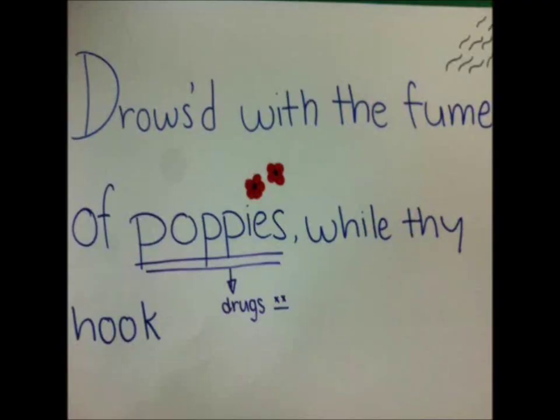Imagery has been used in this line as well. The word poppies is used to symbolize the usage of drugs, since poppies are used to make drugs like heroin and opium. The phrase "drowsed with the fume of poppies" makes an image of someone dosed with drugs in our mind. This creates a very solemn atmosphere and shows how death has been accepted and people are now just taking drugs because they know they're gonna die anyway. This leads to the theme of death that has been evident throughout the entire poem.